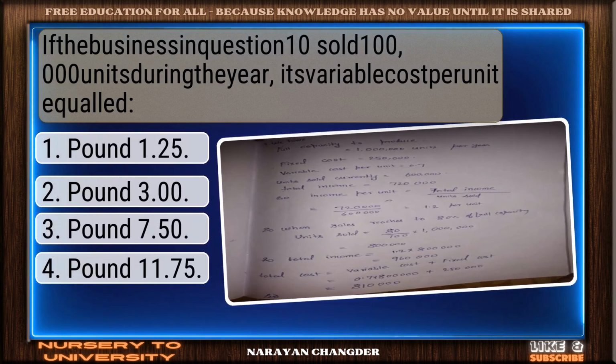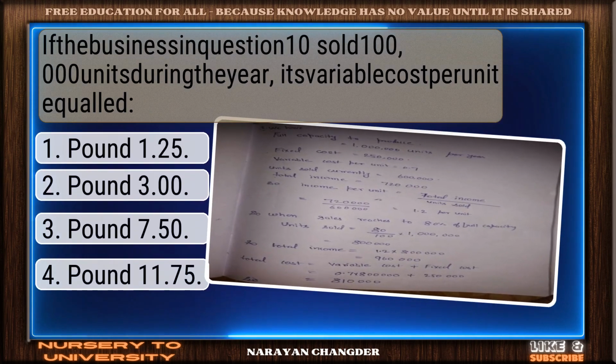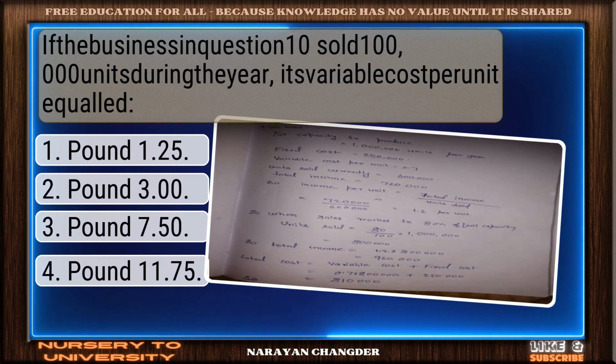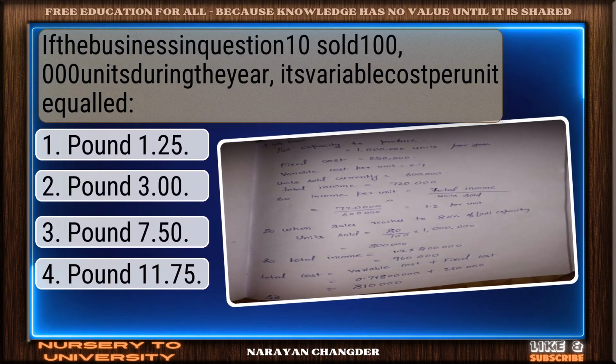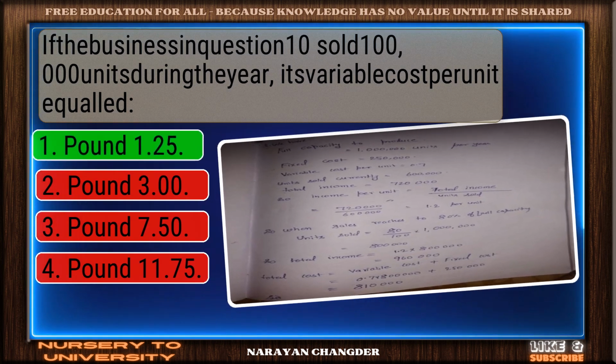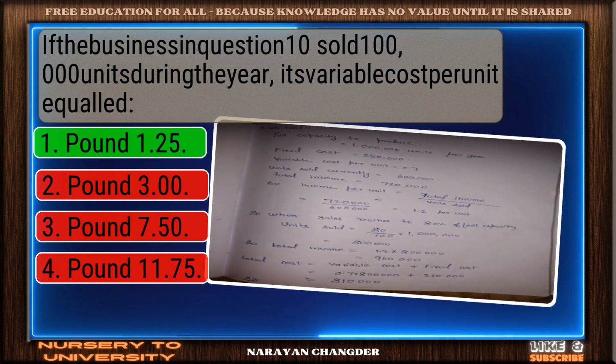If the business in question sold 100,000 units during the year, its variable cost per unit equaled. Well picked. Pound 1.25 is correct.